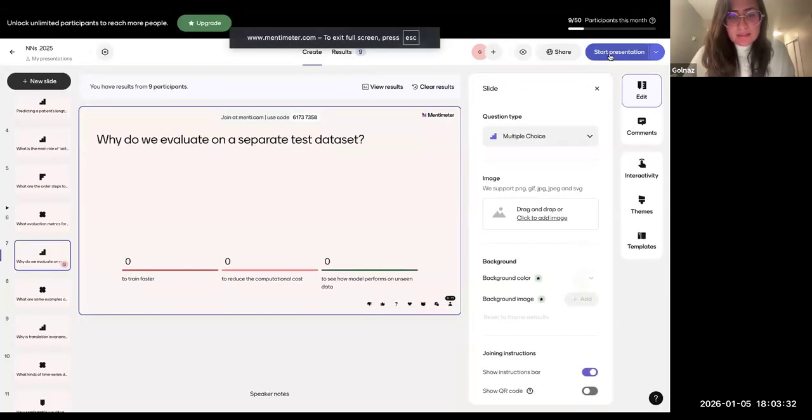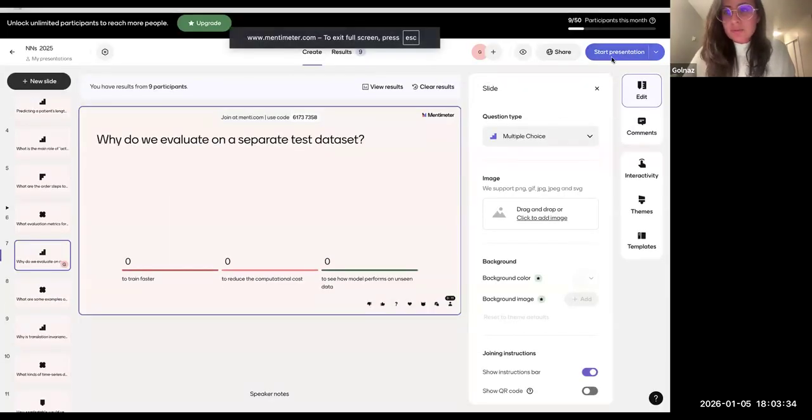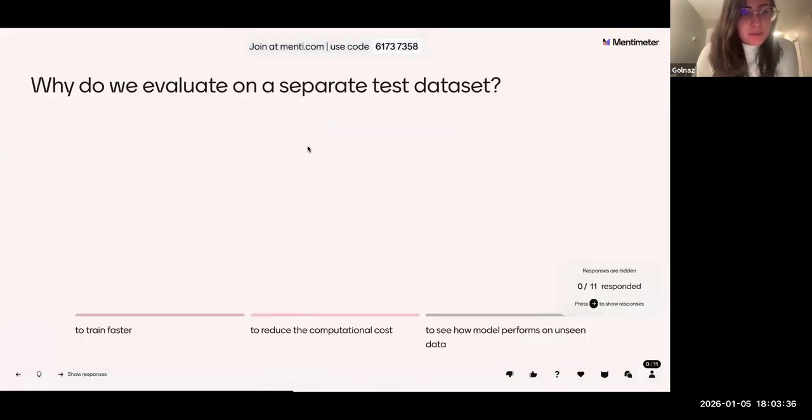So with that, let's get back to Menti for a question on evaluation. The question is, why do we evaluate on a separate test data set?